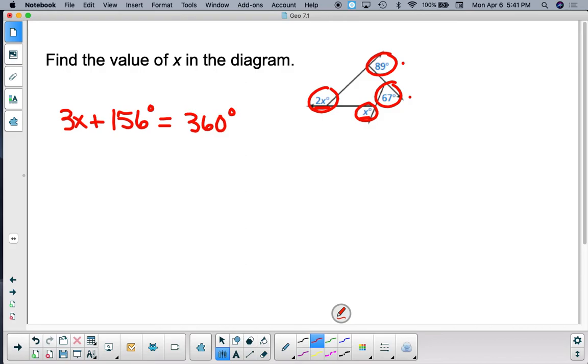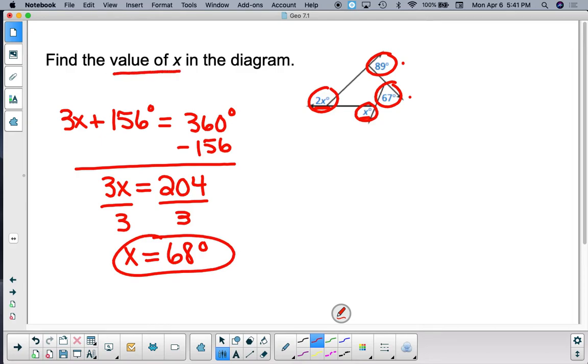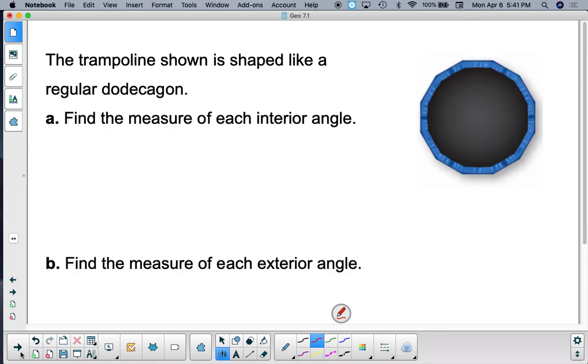This is 2x plus x, this is 89 plus 67. So then I can solve for x. So I would subtract 156. So I get 3x equals 204. And then divide by 3. And I get x is equal to 68 degrees. Alright, and in the directions they just wanted you to find the value of x, so you don't have to plug it back in to find the other angle. So outside angles add up to 360 every time.